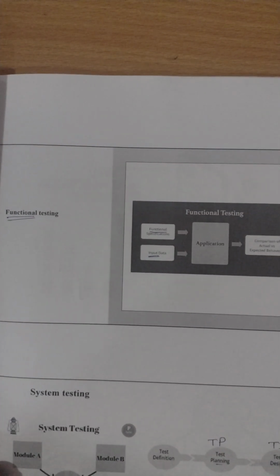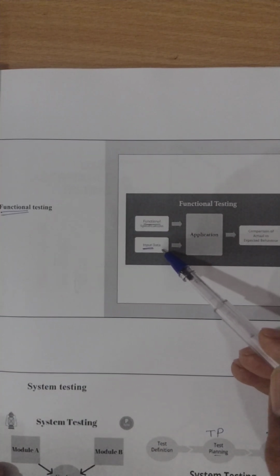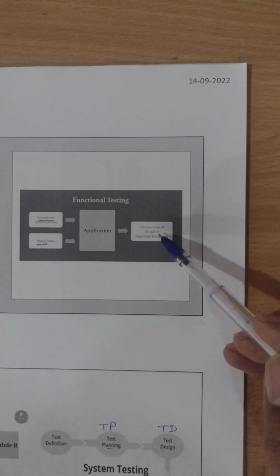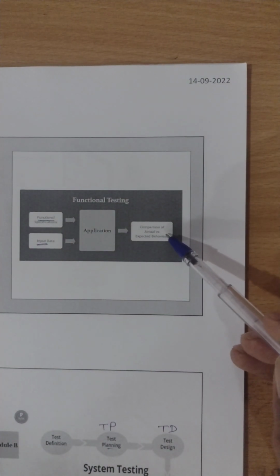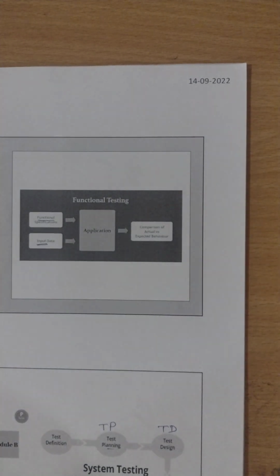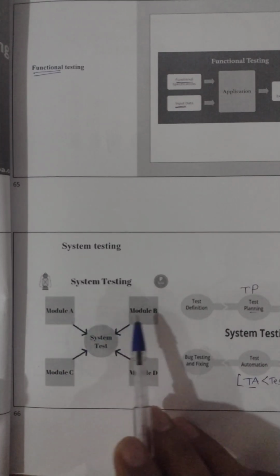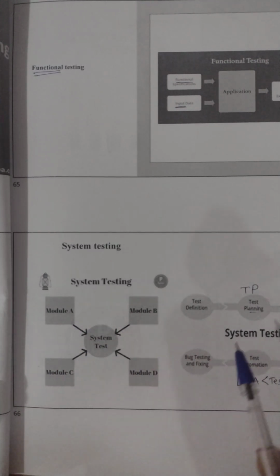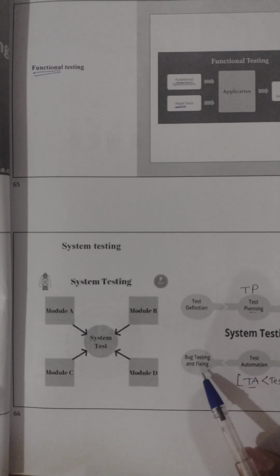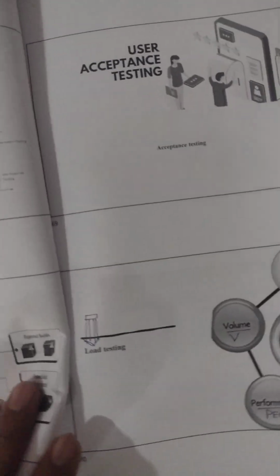The next category is functional testing, where on the basis of the functional specification we give some input to the system, testing is conducted, and then the comparison of actual versus expected results, expected behavior, is done as a part of functional testing. So it's input output based testing. In the case of system testing, we have modules A, B, C, D, and system tests are conducted. So we have test definition, test planning, test design, test execution, test automation, bug testing, and fixing. Everything is done as a part of system testing.